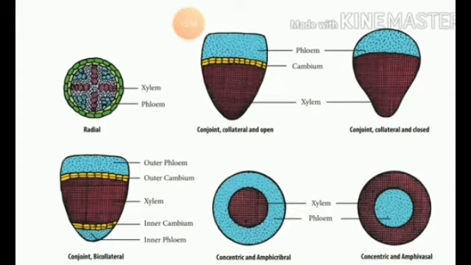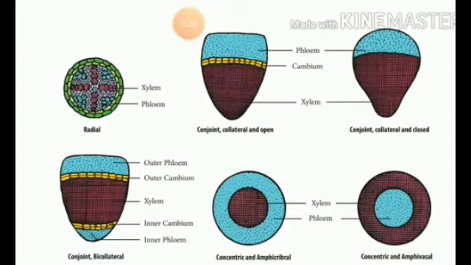Okay, bicollateral. In this type of bundle, the phloem is present on both the outer and inner sides of the xylem. Next one, concentric bundles. A vascular bundle in which xylem completely surrounds the phloem or vice versa is called a concentric vascular bundle. Its two types are amphivasal and amphicribral. Xylem surrounds phloem is called amphivasal. Phloem surrounds xylem is called amphicribral.